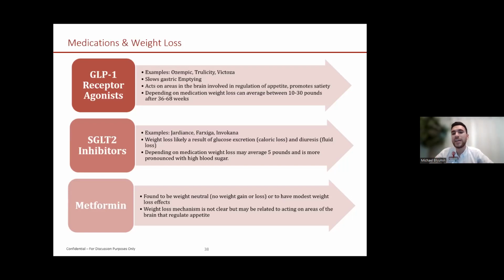And depending on the medication, you can lose an average of 5 pounds. There's a lot of factors, but in the trials, the average loss was about 5 pounds. And this is more pronounced when you have higher blood sugar, because there's more blood sugar to excrete. If you're closer to goal, you might see less effect on weight loss. Lastly, we have metformin. Metformin is typically found to be weight neutral, maybe no weight gain, but maybe a little weight loss. And really the mechanism is not super clear, but it might be, again, related to a decreased appetite as it's working on that area of the brain that regulates appetite.